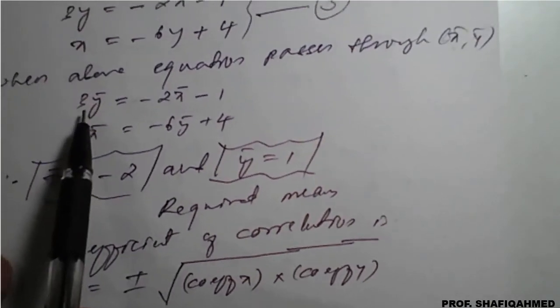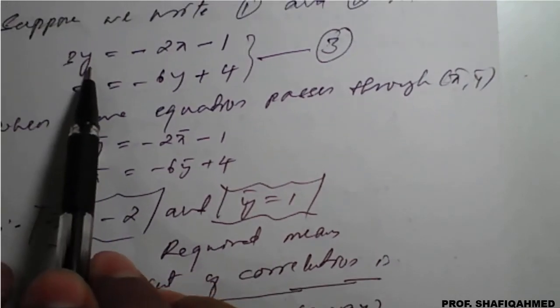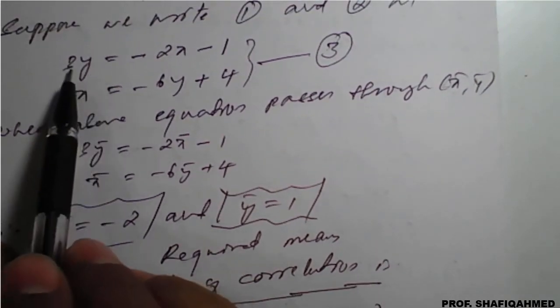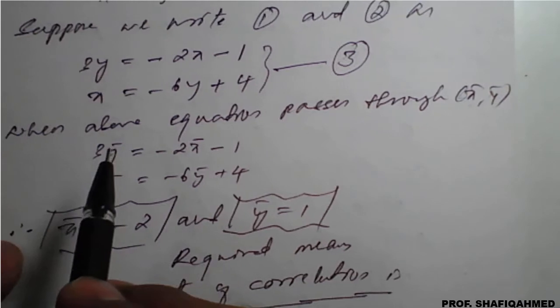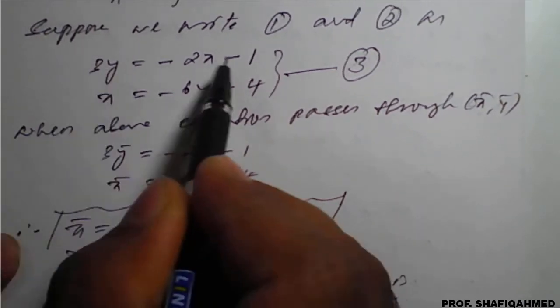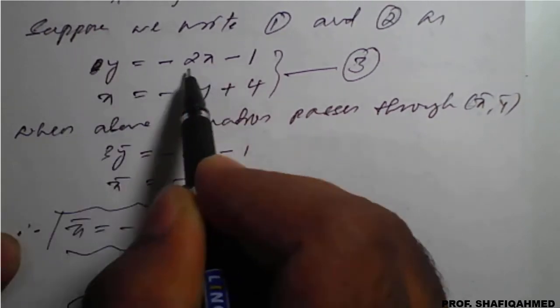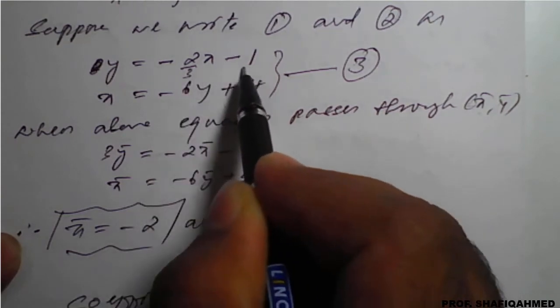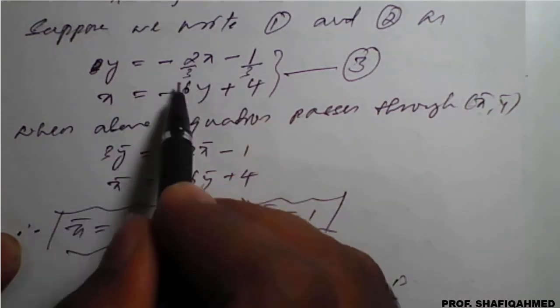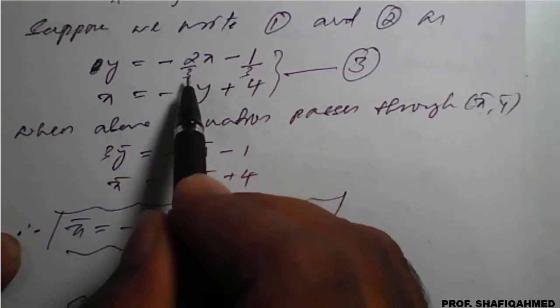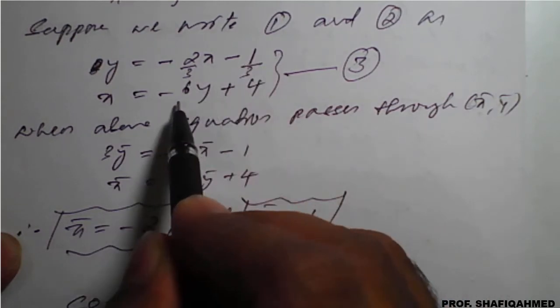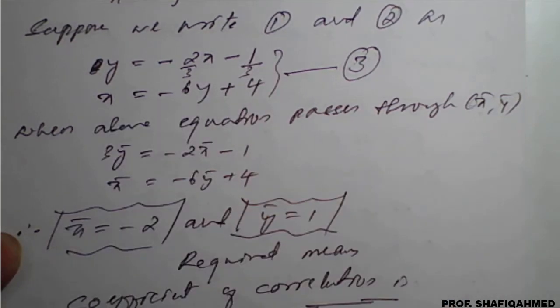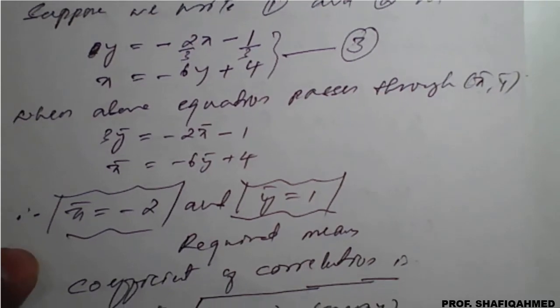So just see here, this is only supposed to be y. So you have to cross multiply this y to the right hand side. This 3 you multiply to the right hand side, so it will become minus 2 by 3 and this will become 1 by 3. So these are the equations. So the coefficient of x is minus 2 by 3 and the coefficient of y is minus 6. So this value we have to apply here.